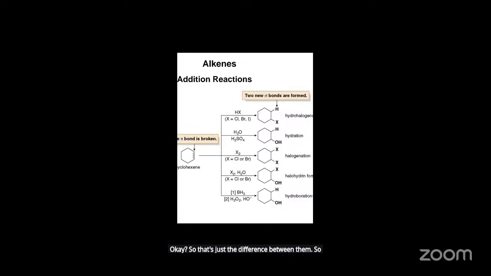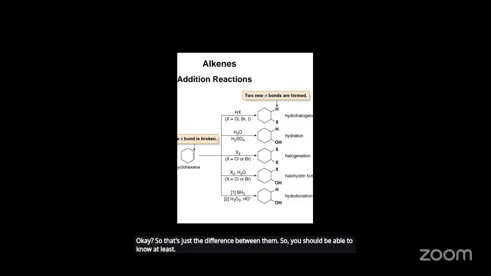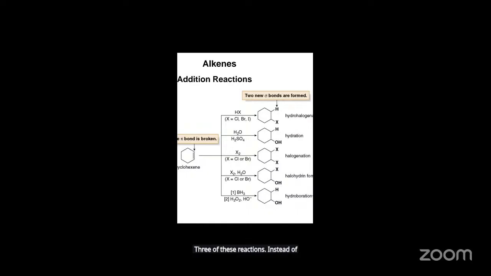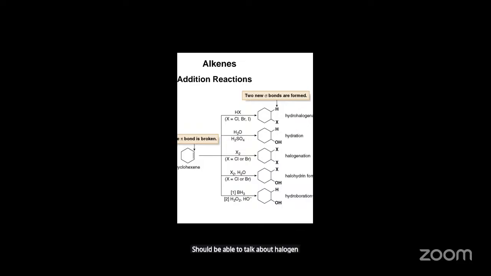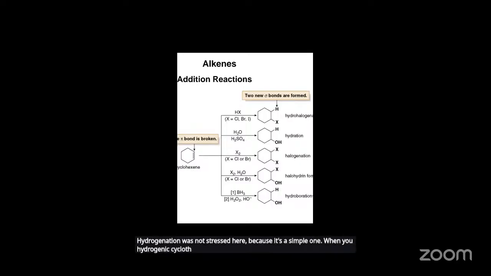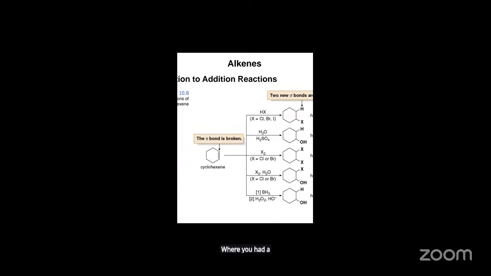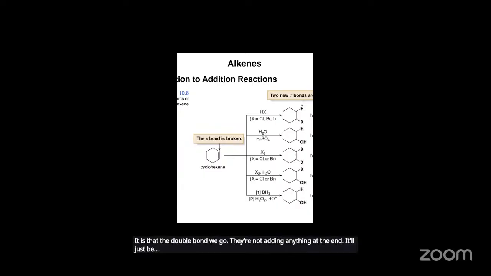You should be able to know at least three of these reactions, without looking at this. You should know hydrohalogenation, halogenation, and hydrogenation. Hydrogenation was not stressed here because it's a simple one. When you hydrogenate cyclohexene, you're going to have cyclohexane. It means that the double bond will go. You're not adding anything at the end. It will just be a ring standing on its own because the double bond has been removed by the addition of hydrogens.